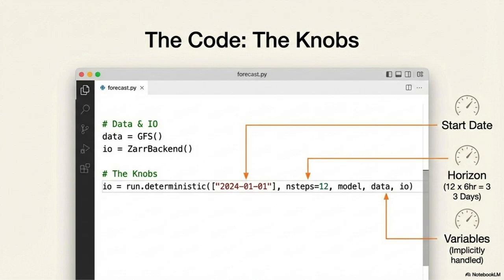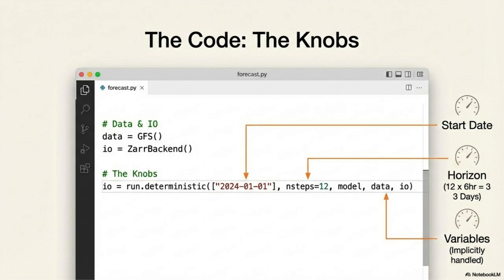Second, steps, or the forecast horizon. The script starts with n_steps equals 12. Each step is 6 hours, so that gives you a 3-day forecast. And the third knob? The variables. You choose which fields you want to look at. Temperature, wind, pressure. You don't always need everything, so you can save memory by only calculating what you care about. So the loop is define, launch, inspect, and iterate. Simple, but powerful. Okay, we have the script.